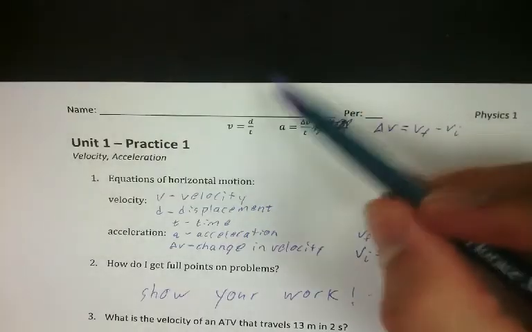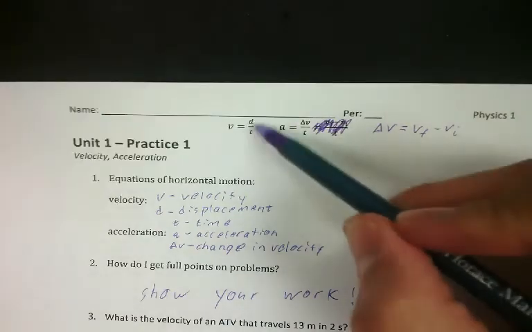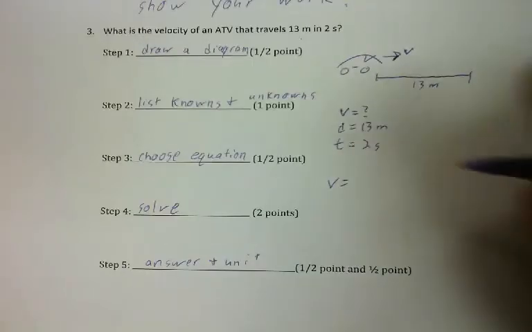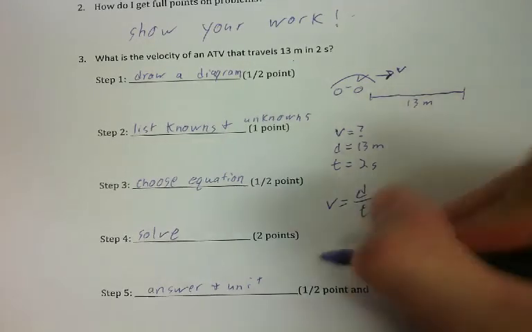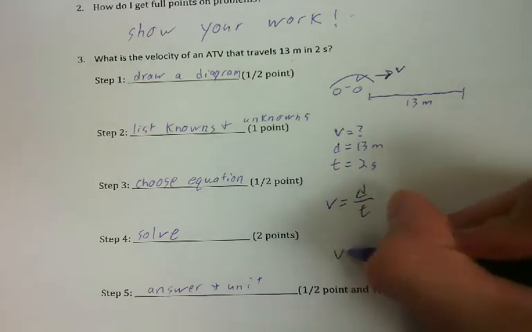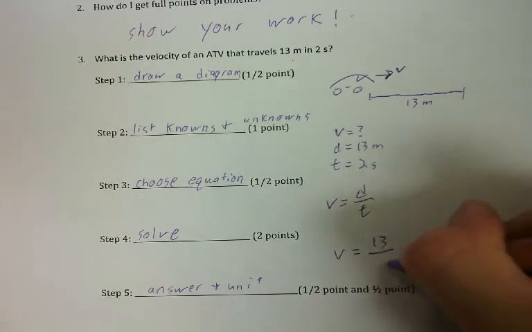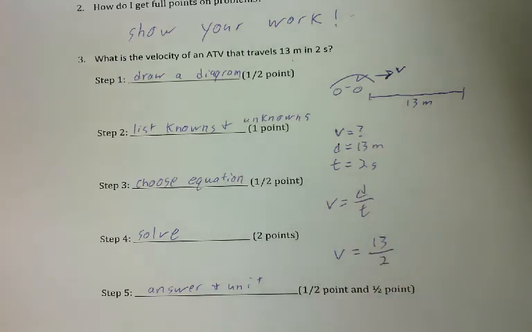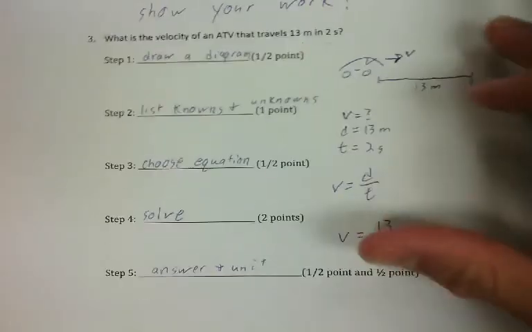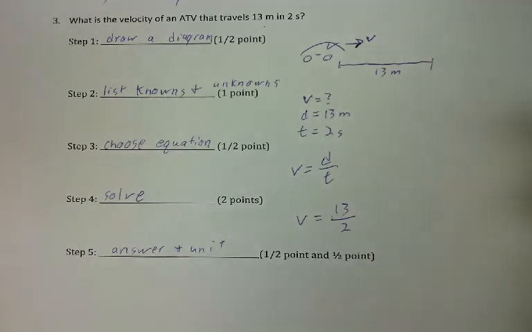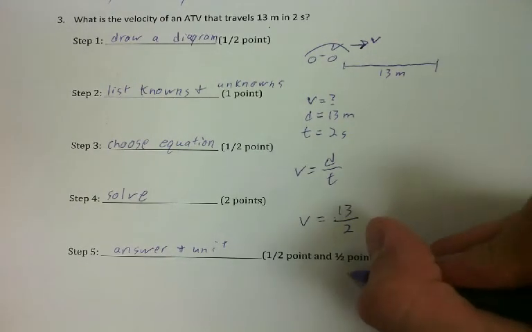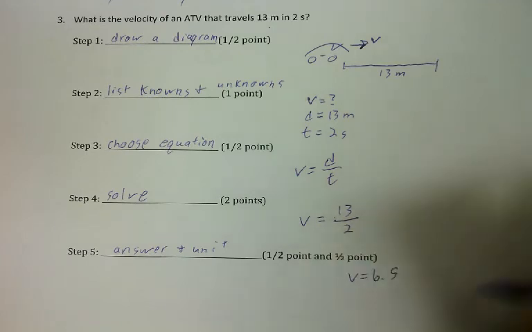So pick the equation. I look at my list of equations and ask which has my knowns and unknowns, which has velocity, displacement, and time, and that's this one. So I just write the equation out: v equals d over t. Then I solve. In the solving section, I'm going to actually plug the numbers in. If this was a more complicated problem, I would need to actually do the work to solve it, but this is not a complicated problem, so just setting that up will be enough. And then we get the answer. When we divide 13 by 2, we get 6.5, so our velocity is 6.5, but we need to include the unit, so it would be meters per second.